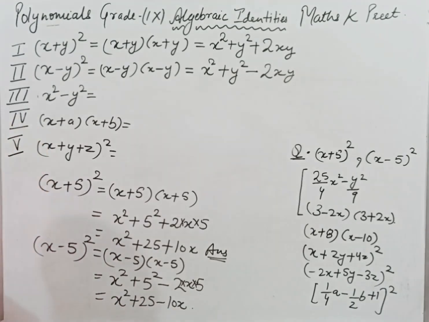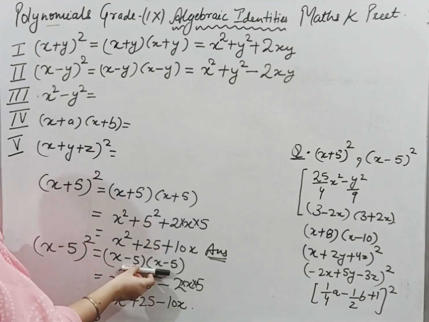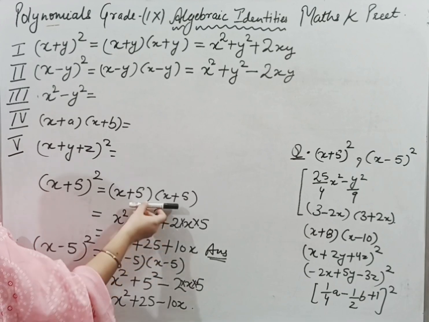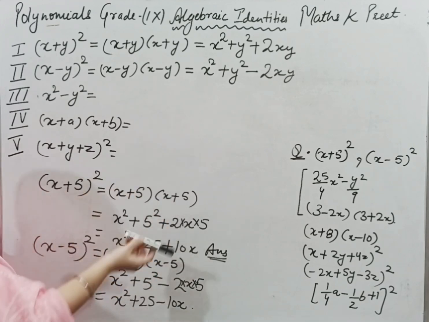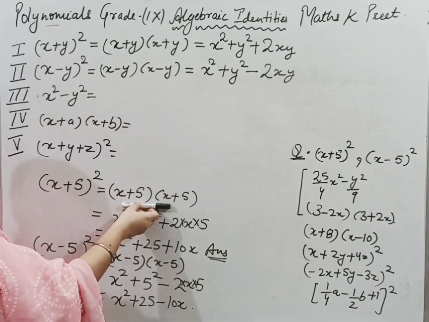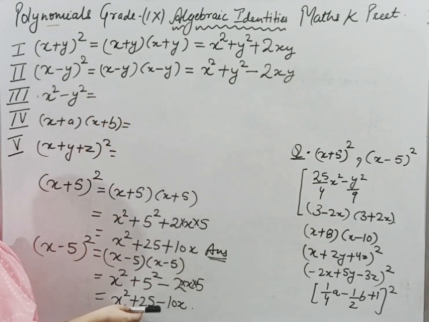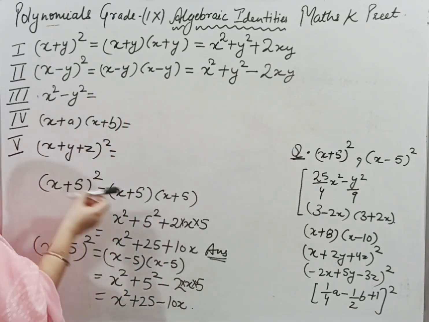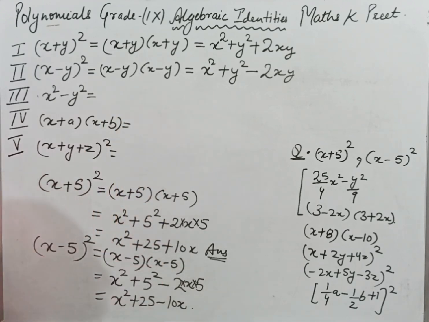So this is the expansion for this question, or we can say that for this polynomial, these are its two factors. We can work both ways. If we have this expansion, we can write these factors from identity number 1, and if we have factors like this, we can expand them by using this identity.